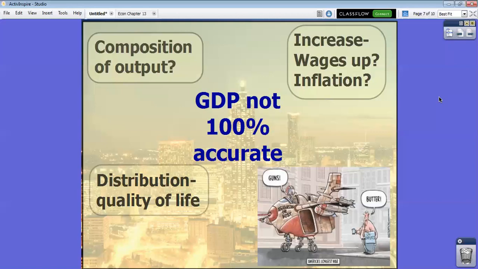The next thing, distribution or quality of life. We know that they were made, but we don't know who received them. So we can say the GDP went up, more goods and services were produced, but did the average person in that population have access to those goods? Or were those goods made but then distributed only to the very wealthy, or only to the middle class? That's what we're looking at with distribution or quality of life.